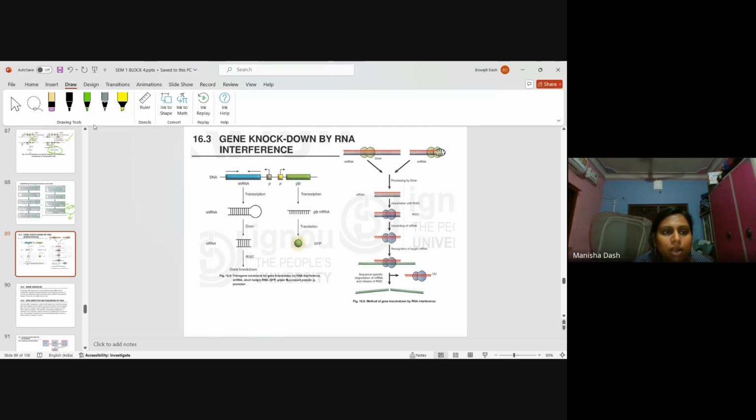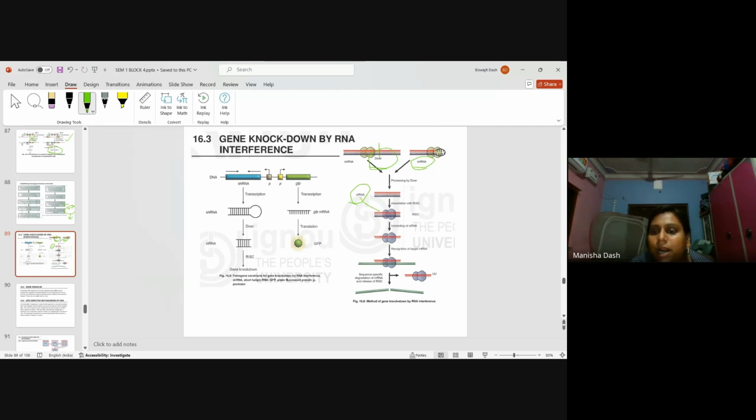Then there is gene knockdown by RNA interference. We have already discussed how RNA interference works. There is an enzyme called Dicer, which cuts the double-stranded RNA, and this is directed by a small hairpin RNA, which forms a hairpin kind of structure. In either case, the silencing RNA is produced. The silencing RNA has a sequence complementary to that of your target.